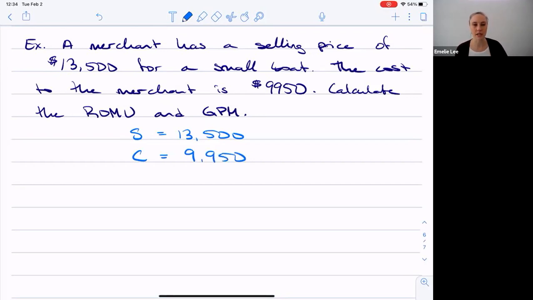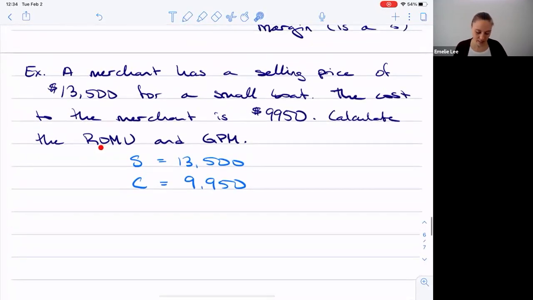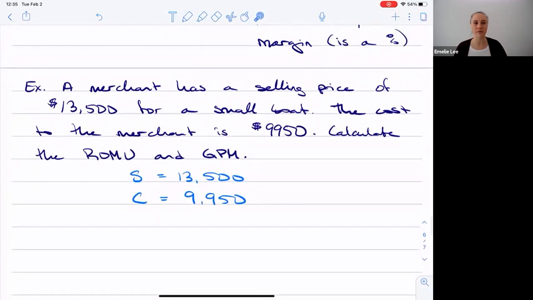I'm ditching the dollar signs because it's all going to be dollar signs anyways. Nothing but dollar signs. Okay, so now I have to calculate the rate of the markup and the gross profit margin. Now, there's lots of ways that we could go about doing this, and that's the fun part of these problems. You can make things longer, harder, right? Or once you've done a few, you've got some kind of, oh, and then I like to do this, and then I like to do this.